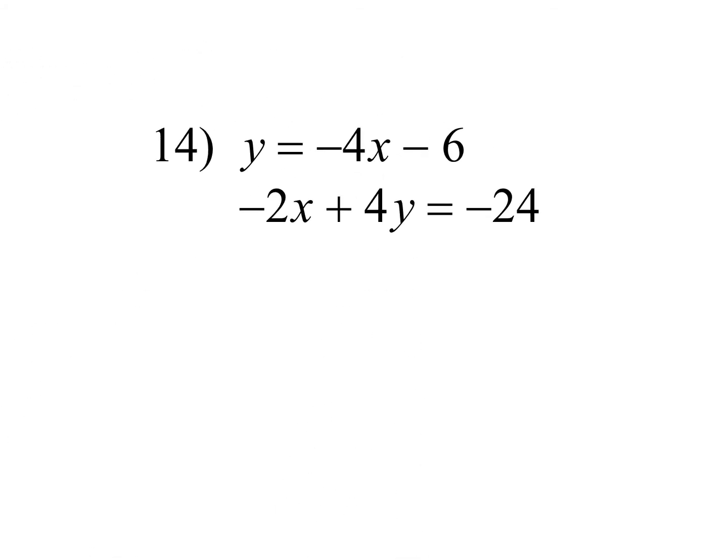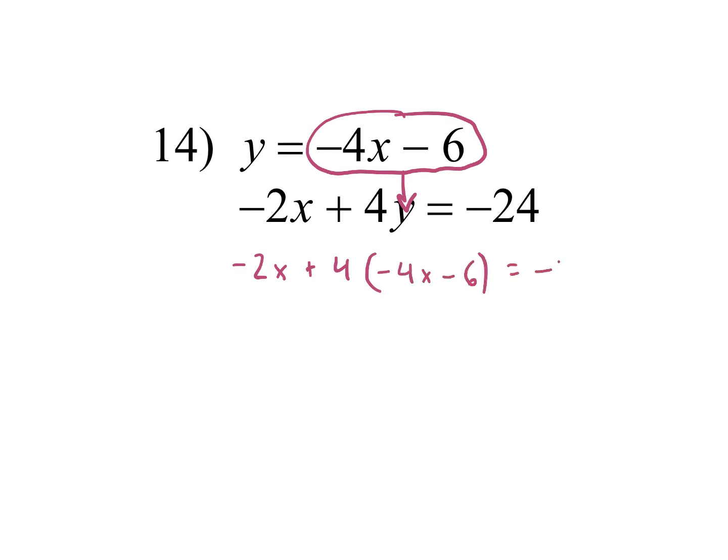What's always the first step we want to do when solving substitution? Check if it's y equals or x equals. We want to get one of our variables isolated. So here, we already have y equals. So what do we do with this? Just plug it into the bottom equation. Awesome. Plug it into the other equation, into y. Since it's y equals this, you're plugging it into y. So I have -2x plus 4 times -4x minus 6 equals -24.